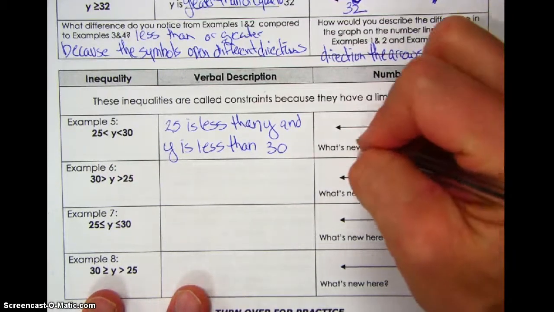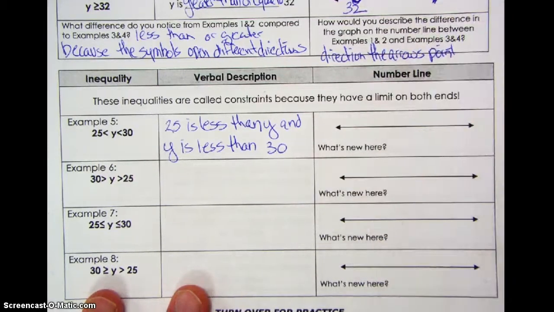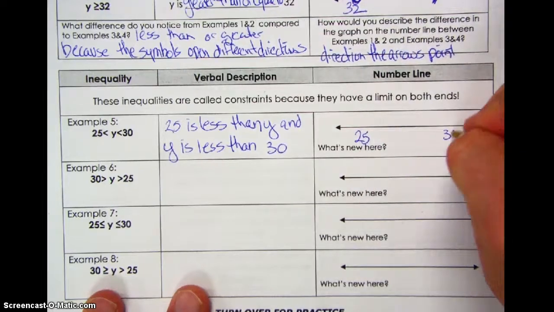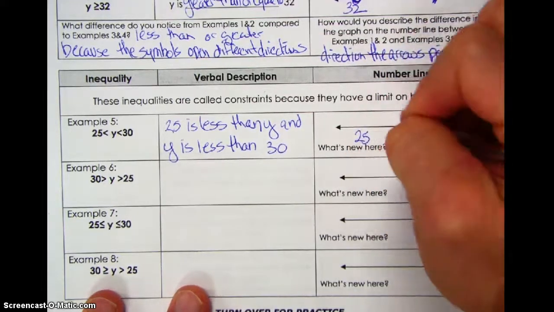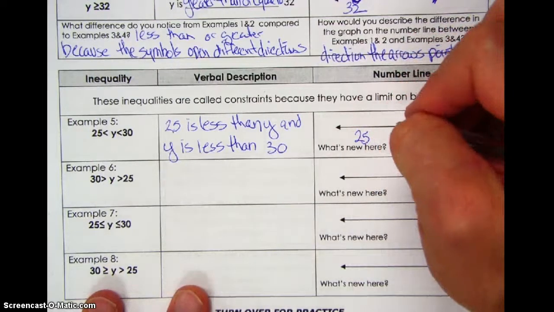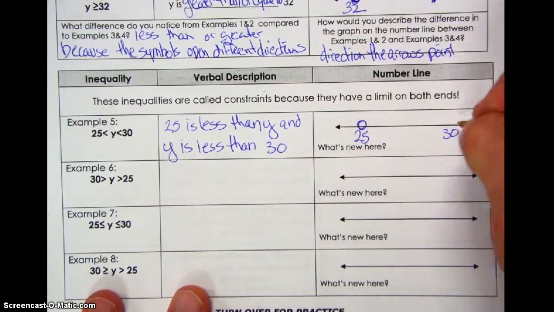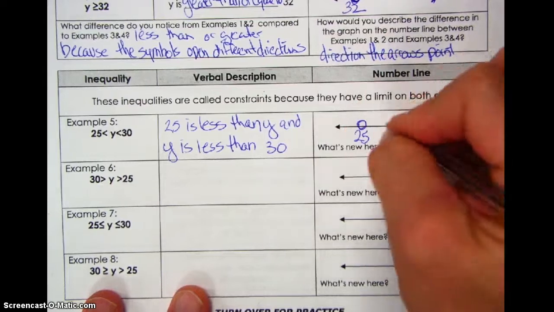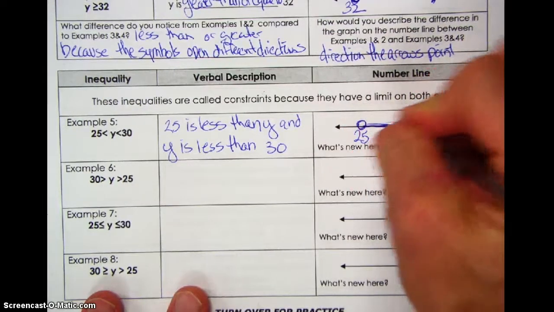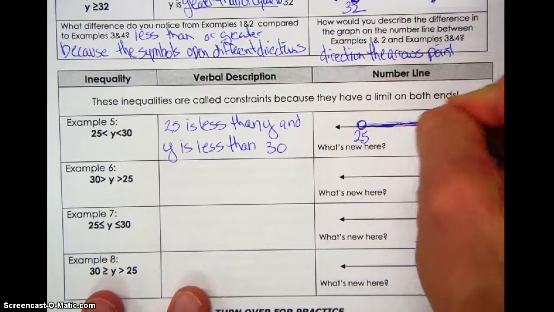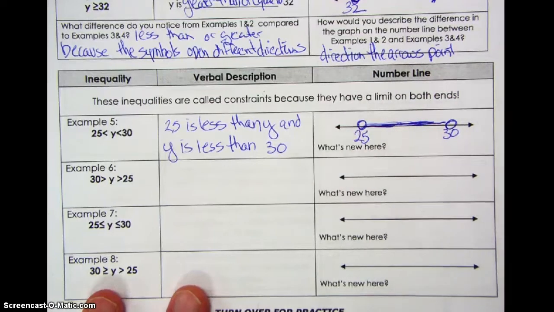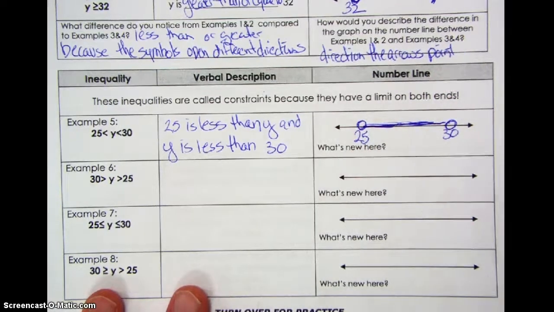What number is going to be on the left? 25. What number is going to be on the right? 30. We're going to connect those with what kind of circles do you think? Open. We're going to connect those with open circles. Okay? We don't know where exactly y lies between 25 and 30. We just know it's somewhere in there.